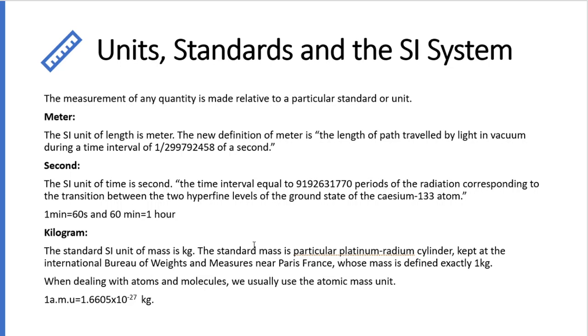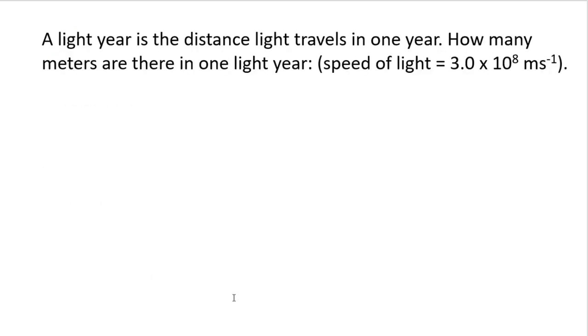Similarly, for mass, we use the International System unit, the kilogram. The standard mass is a particular platinum-iridium cylinder kept at the International Bureau of Weights and Measures near Paris, France, whose mass is defined as exactly 1 kilogram. But when we talk about atoms and molecules, we usually use the atomic mass unit, and the relation between the atomic mass unit and the kilogram is given as 1 AMU equals 1.6605 × 10⁻²⁷ kilogram.